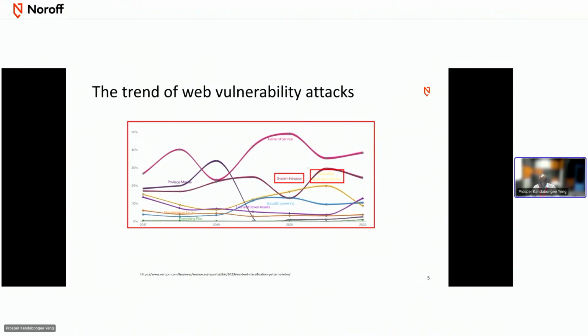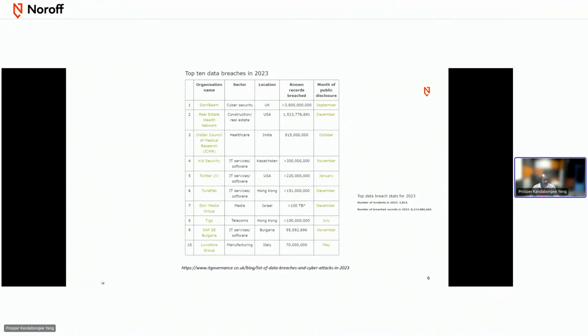Quite apart from that, in recent times, IT Governance in the UK has also profiled the top 10 data breaches in the globe. And you can see that Bing has numerous records compromised, over 3 billion records. Following that, we have Real Estate Wealth Network, which also had over half a billion records compromised within the IT sector. When you come down to the healthcare sector in India, you also realize that over 800 million records were compromised last year just because of some of these vulnerabilities that we are talking about.